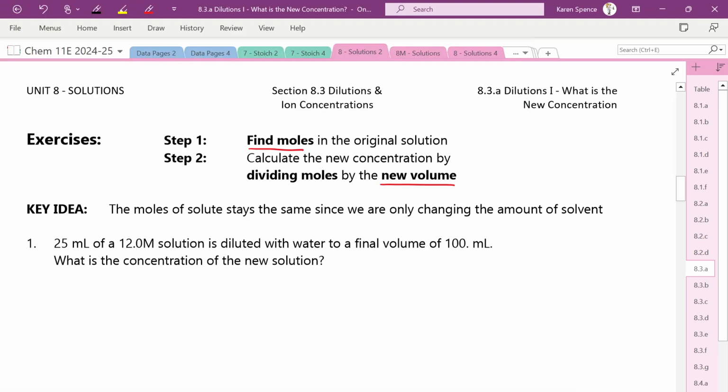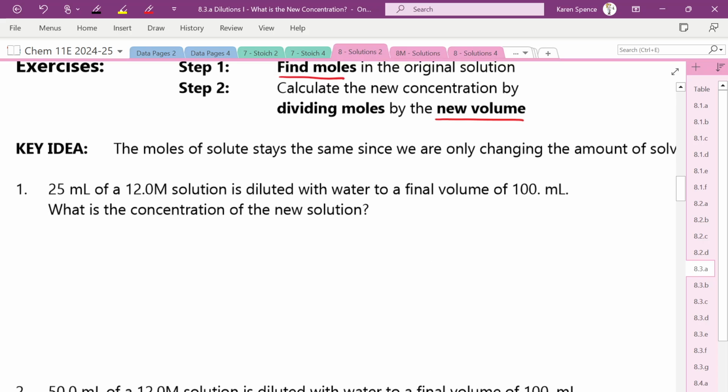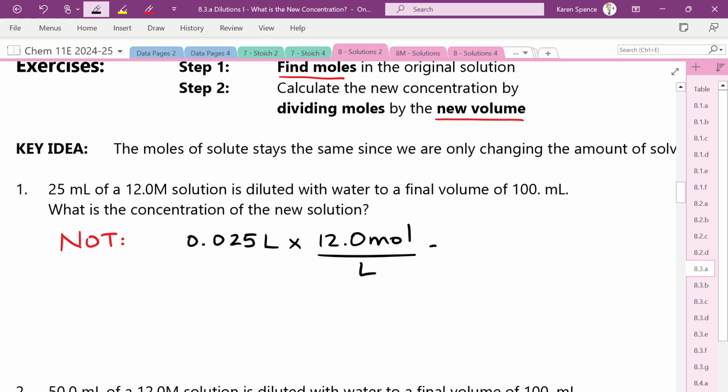If you would like to shorten the work and not show it in 2 lines, but rather in 1 line, here's what you're not allowed to do. Not this. You cannot say 0.025 liters times 12.0 moles per liter equals 300 moles, or sorry, 0.3 moles, 0.3 moles.